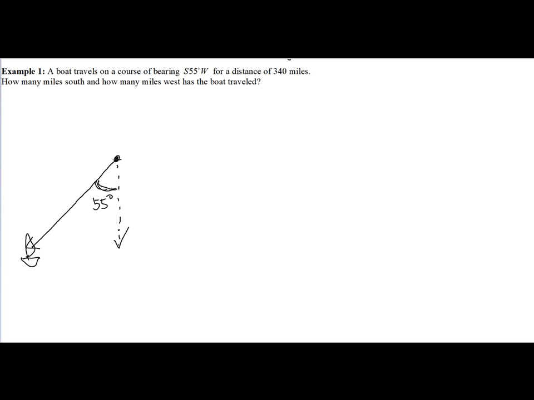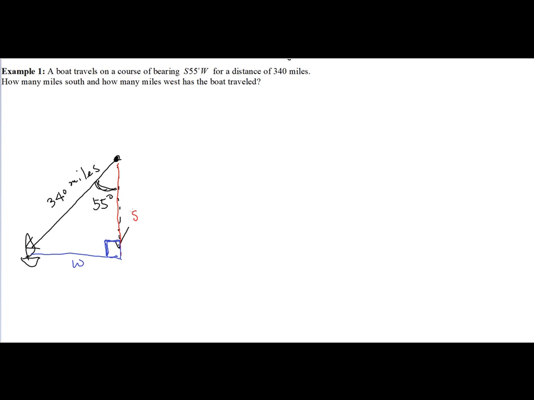And now it travels 340 miles. And the question says, how many miles directly south and how many miles directly west has the boat traveled? So we are talking about this distance, the directly south distance and the directly west distance. If I draw this, you will see the right triangle right here. Then 340 miles is the length of the hypotenuse, because it's opposite the 90 degree angle.